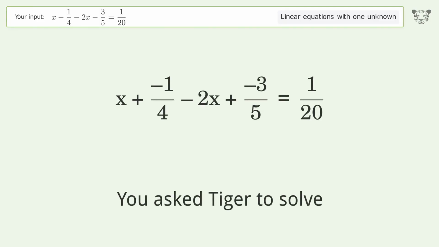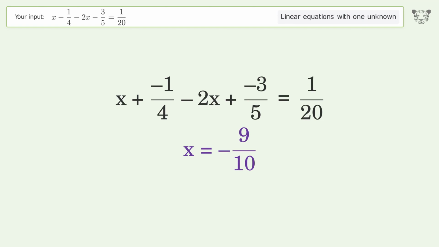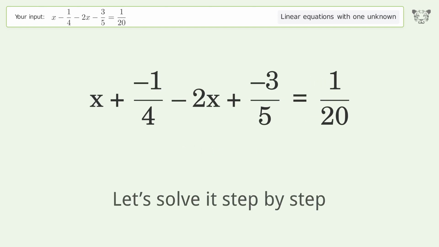You ask Tiger to solve. This deals with linear equations with one unknown. The final result is x equals -9/10. Let's solve it step by step.